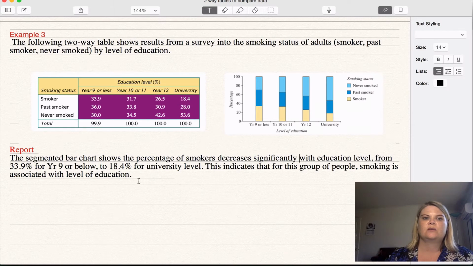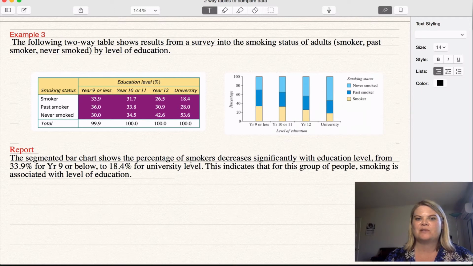So when you're writing your report, you need to make sure you, first of all, mention whether you're using the two-way table or the segmented bar chart to write your report. Could have used either. I chose the segmented bar chart. And then mention the statistics you're reporting on. So I chose to report on the smokers, the yellow, along here, the bottom one here.